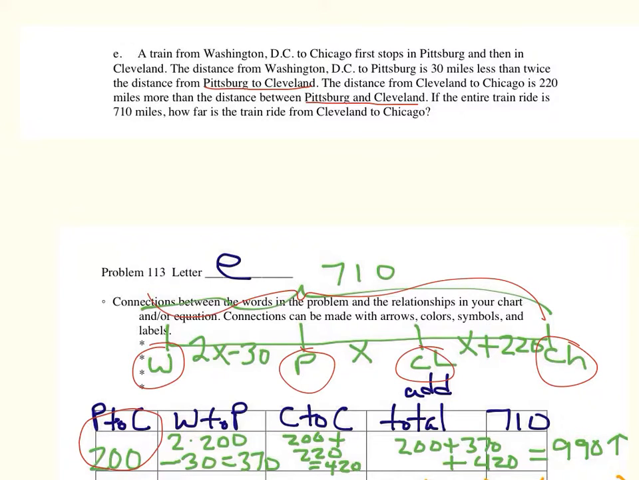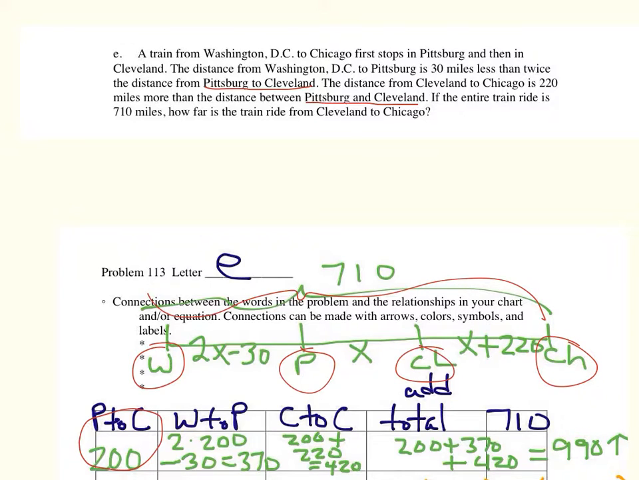So that is x, and then the distance from Washington, D.C. to Pittsburgh is 30 miles less than twice that distance, so that's 2x minus 30. And then the distance from Cleveland to Chicago is 220 miles more, so that would be x plus 220.